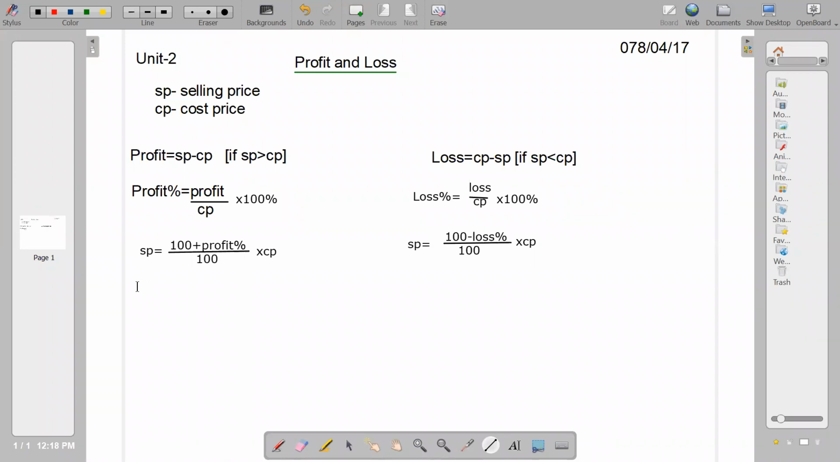Now to find CP, we can do cross multiply here. CP is equals to 100 into SP by 100 plus profit percent. And also CP is equals to 100 into SP by 100 minus loss percent.